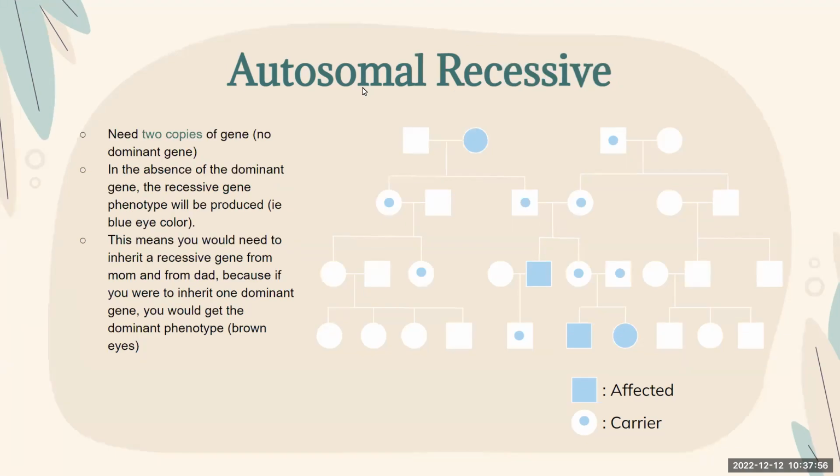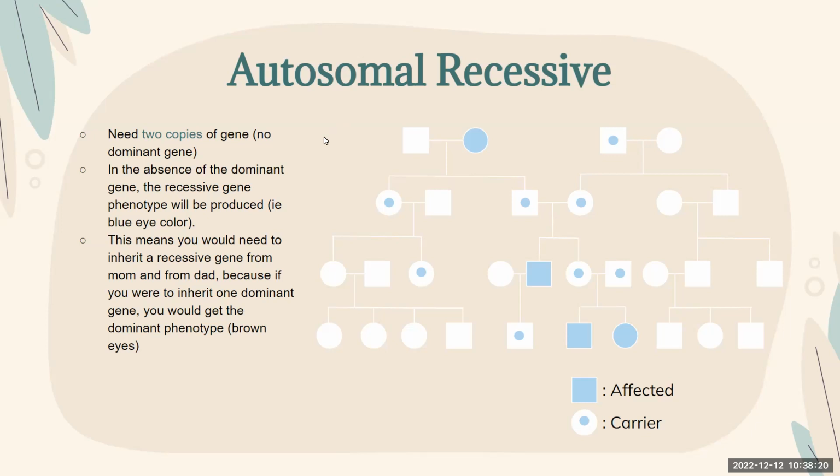And autosomal recessive, so you need 2 copies of this gene. So in this case, there are no dominant genes. In the absence of the dominant gene, the recessive gene phenotype will be produced. Another example is blue eye color. So if both your parents have blue eyes, then the child will have blue eyes as well.